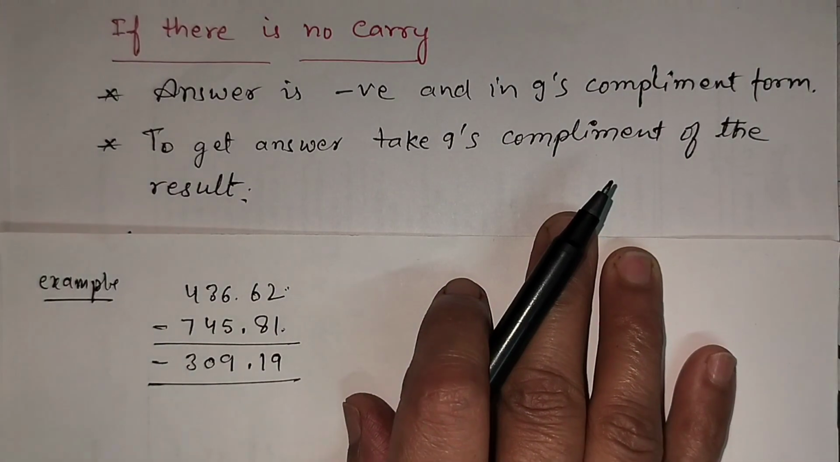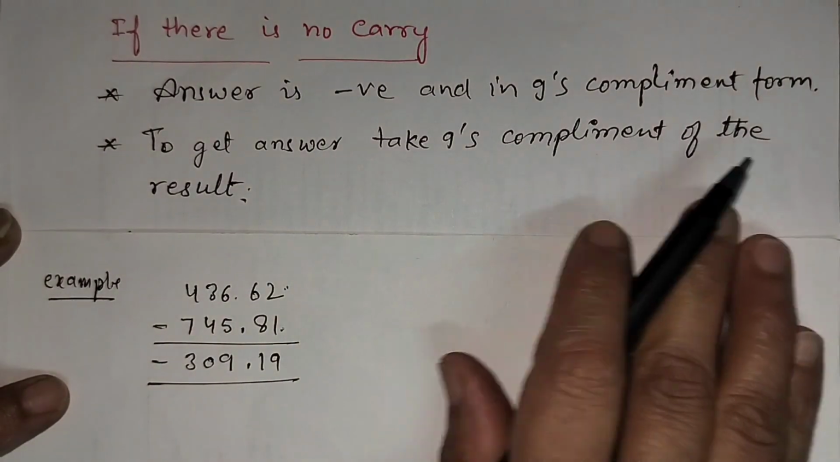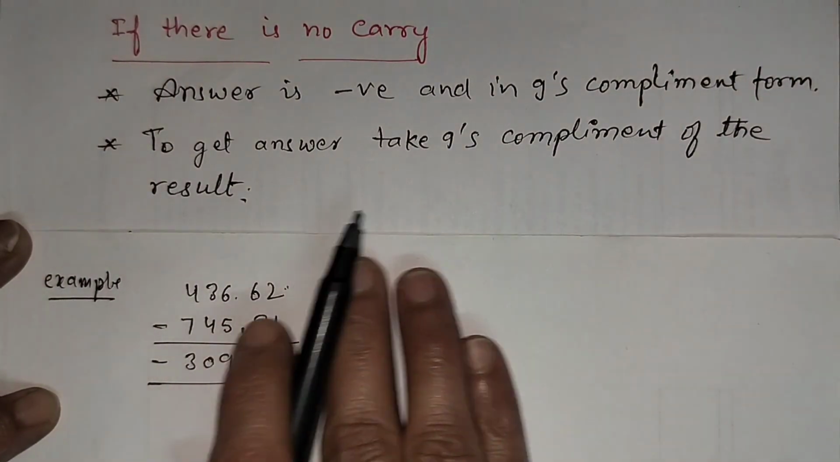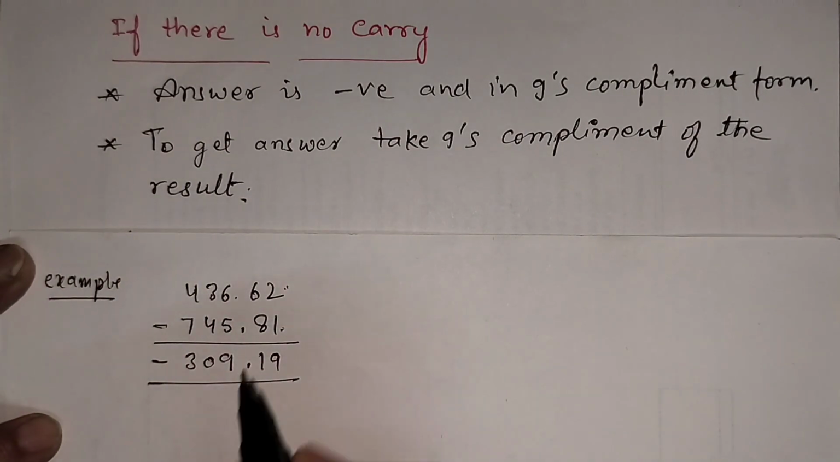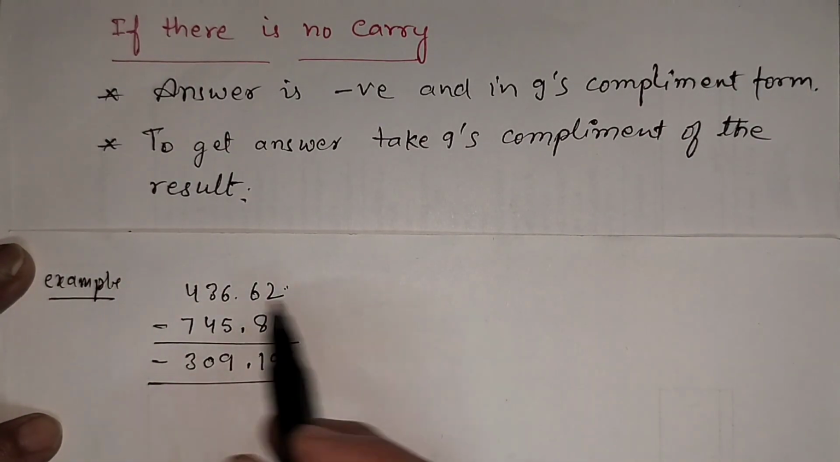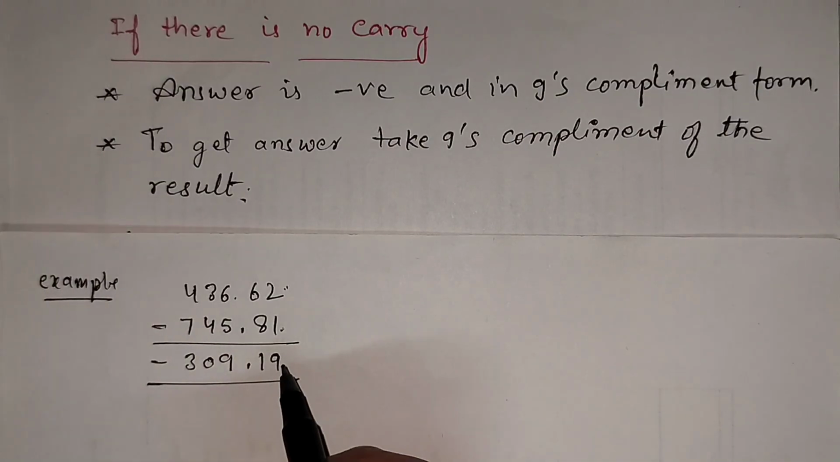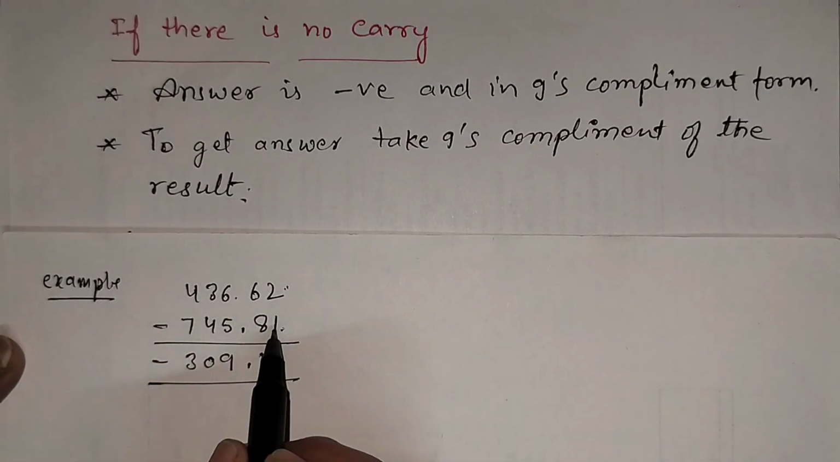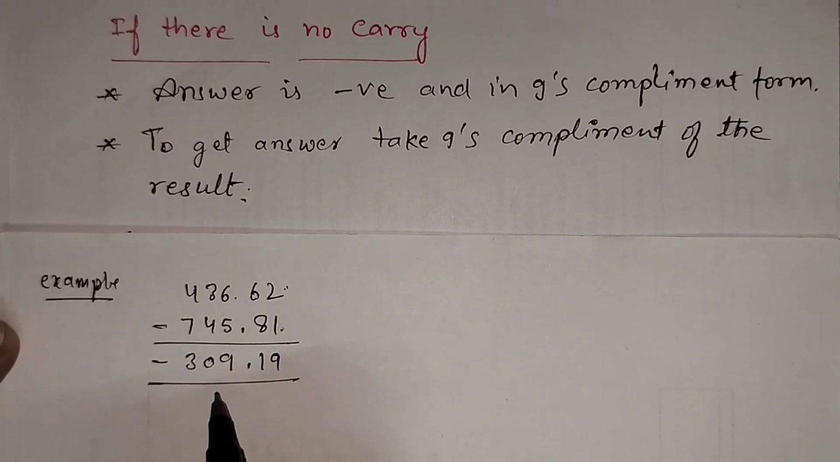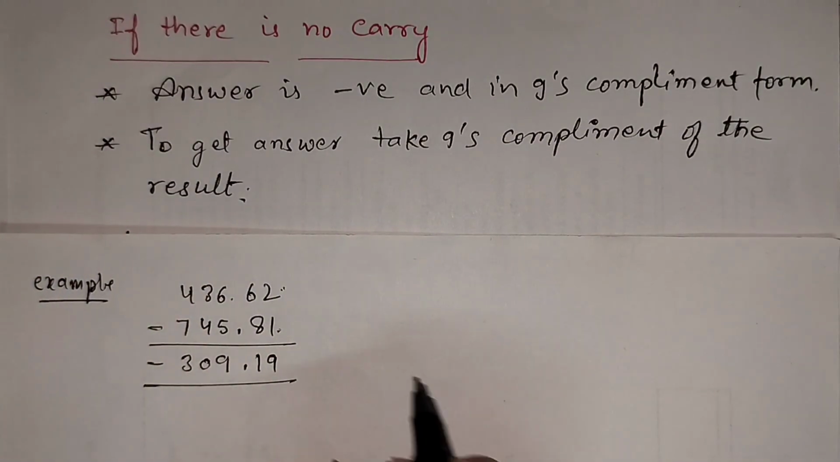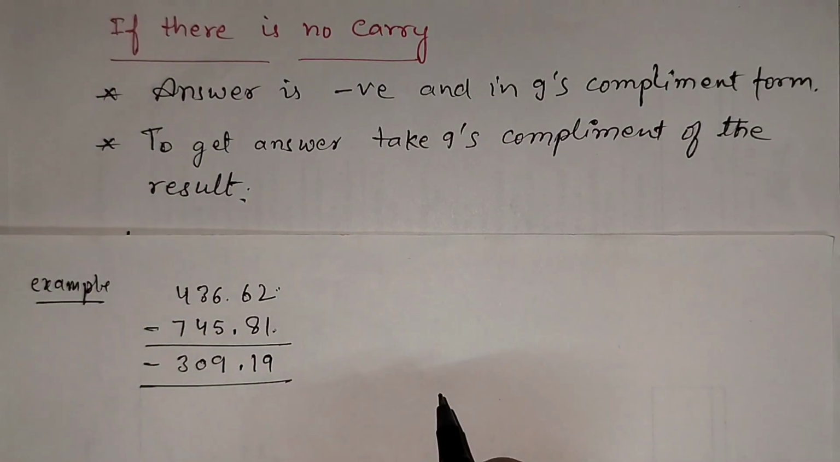If there is no carry, this shows the answer is negative and in the 9's complement form. To get the answer, take the 9's complement of the result. Let's take an example to understand this. We can see here in decimal numbers this subtrahend is greater than this minuend, so the answer will be negative. Now we'll perform this using the 9's complement.